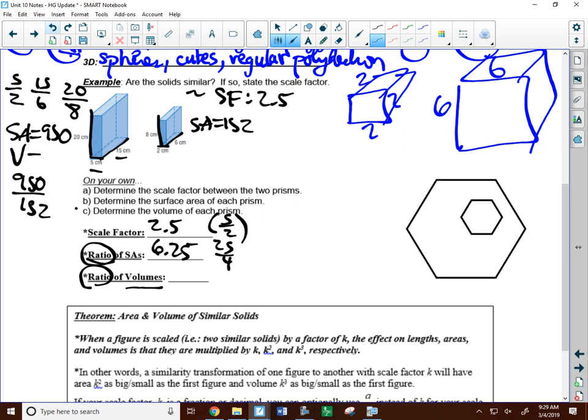The volume of the big figure, that's a prism, capital B times H, but because it's rectangular, you do length times width times height. 5 times 15 times 20, 1500. For the small prism, 2 times 6 times 8, and we get 96.